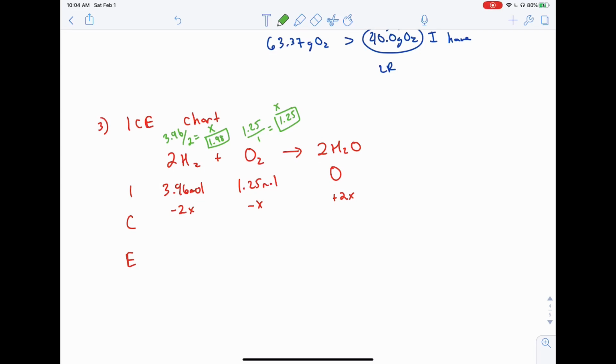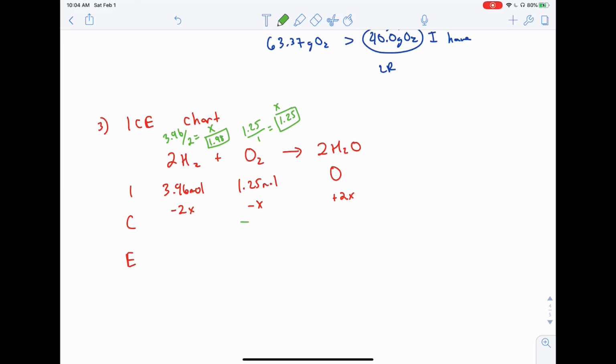Okay. Well, which x should I use? 1.98 or 1.25? 1.25. Why, Melvin? Because everything gets to react. And what if I did put 1.98 in there? What would be the problem? You get a negative number. So if you want a quick and dirty way to figure out the limiting reactant, solve for the moles of each reactant, divide by the coefficient. Whichever one's smaller, that's your answer. If you really understand what you're doing, that's a quick way to do it.